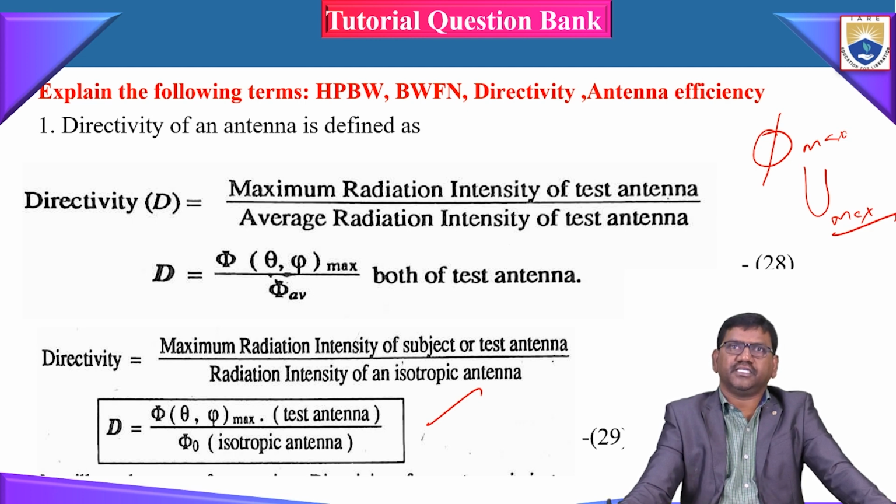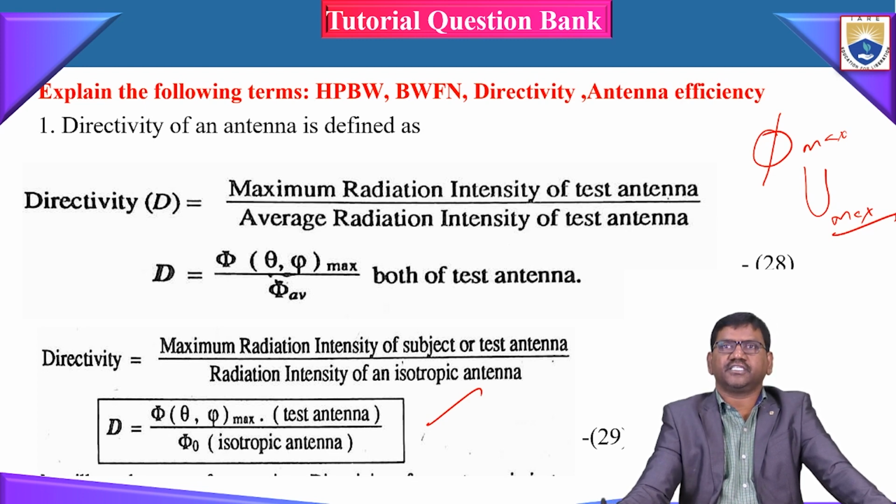The radiation intensity is in three-dimensional space and will be continuously varying. When we propagate the signal into free space, it varies in the θ direction and also in the φ direction. Hence, we write the radiation intensity as a function of θ and φ, so D is equal to Φ(θ, φ) max by Φav.